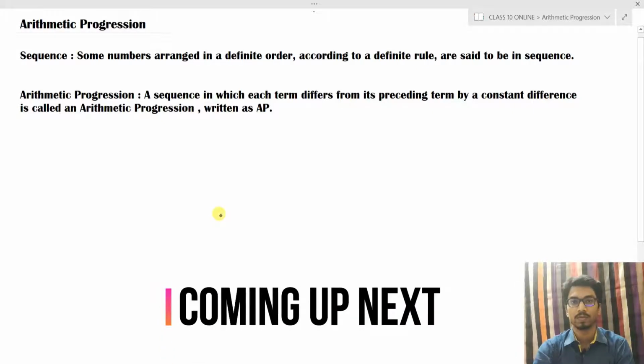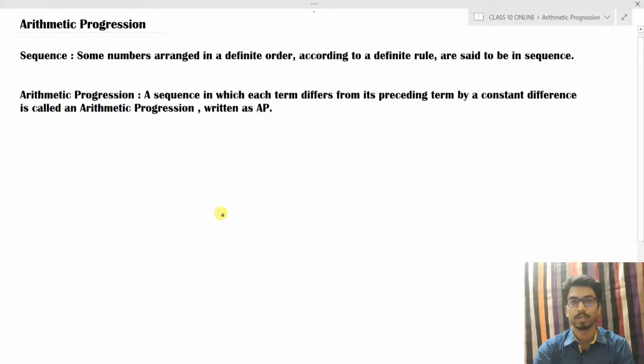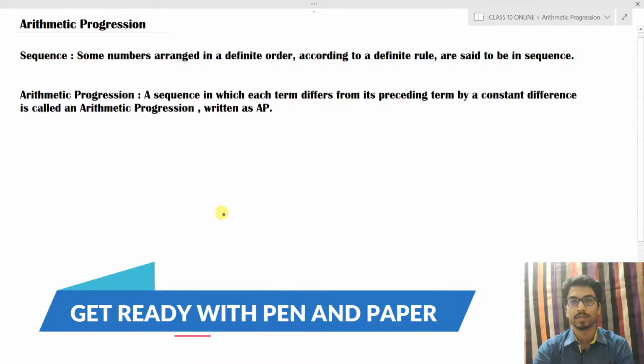In this video, we will learn about arithmetic progression, which is in the syllabus of class 10. Okay, so let's get started.